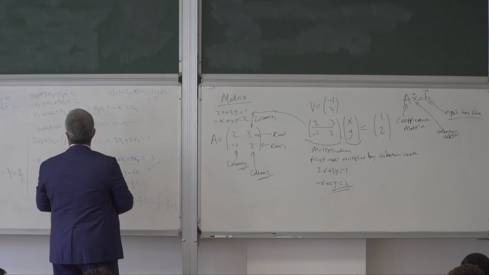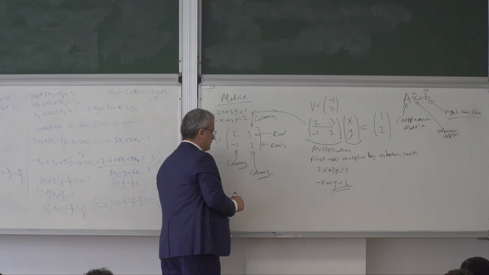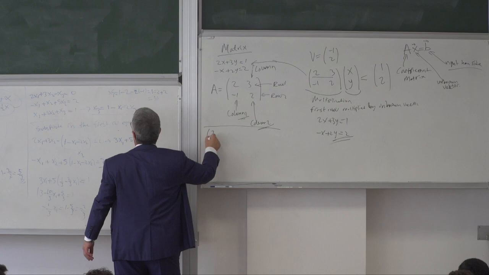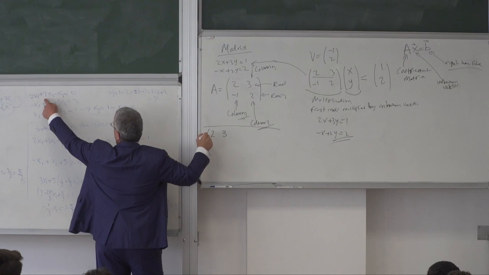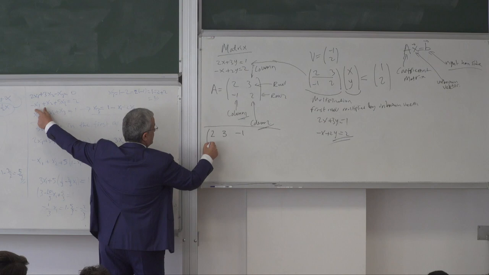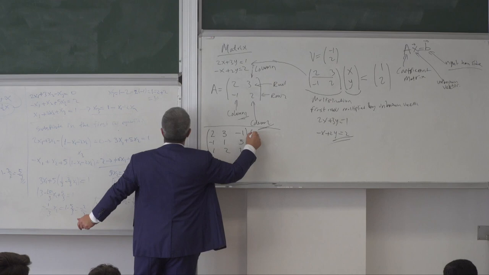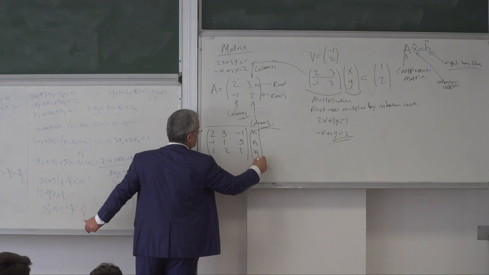Let's write now this one. You tell me and I will write. So what is this? 2. Coefficient matrix. This is? 3. Like I'm writing here the first equation: 2, 3, minus 1. Second one, minus 1, 1, 5. Then 1, 2, 1. Times x1, x2, x3 is equal to 0, 2, 1.